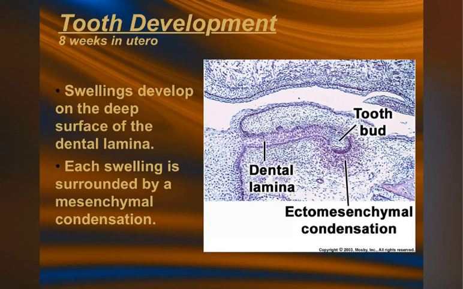Swellings develop on the deep surface of the dental lamina. Each swelling is surrounded by mesenchymal condensation. You see the tooth bud here is surrounded by ectomesenchymal condensation. It means more interaction is taking place. The more condensation, the more interaction.